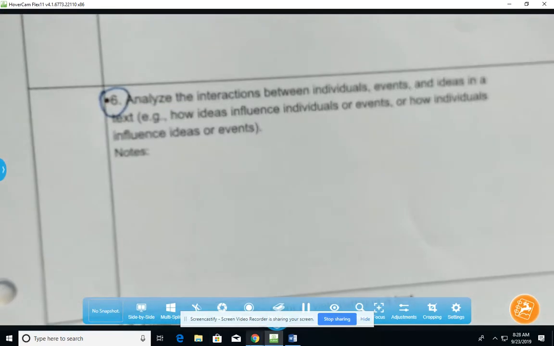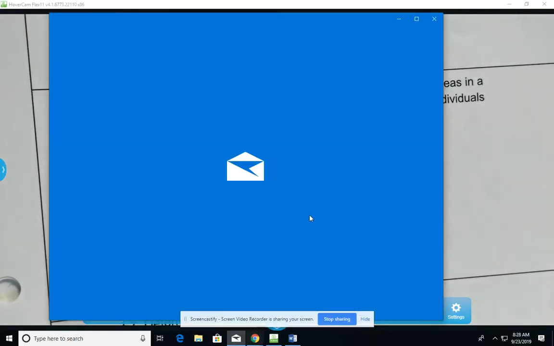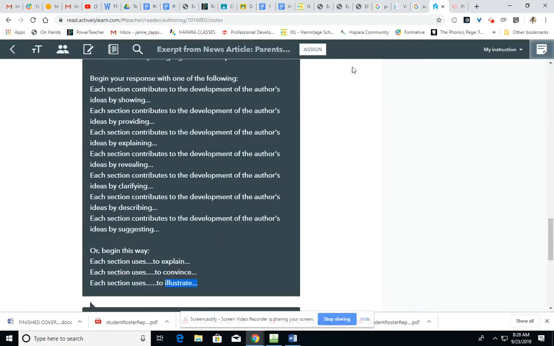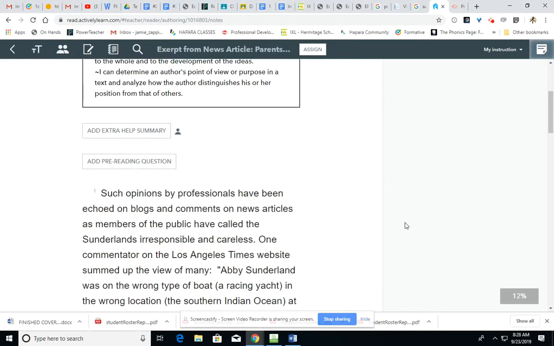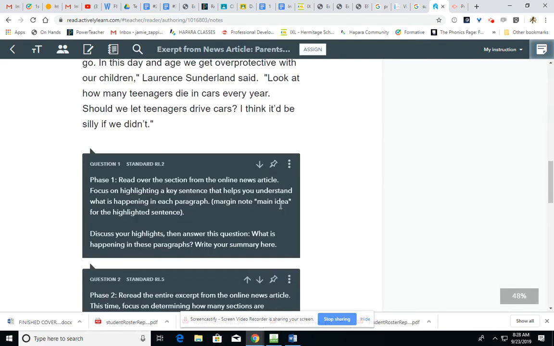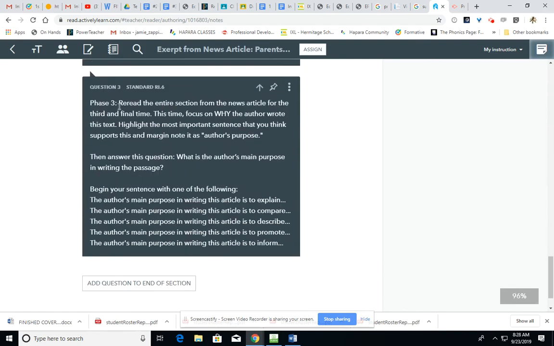In the final phase of the close reading, with our third reading of it, we're going to be looking at the why. Remember, in the second phase, we're looking at how the author says it. In other words, the way, the manner in which the author communicates in their writing. But the third reading is the why the text matters reading. In this case, by rereading the entire section from the article for the third and final time, we want to focus on why the author wrote the text.